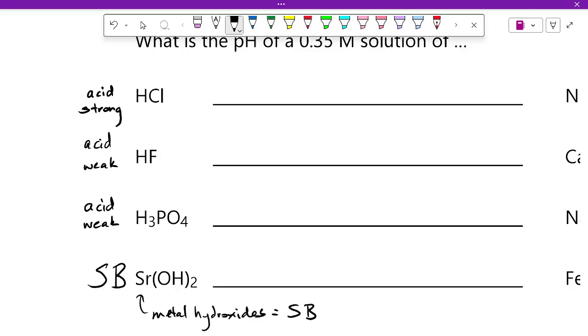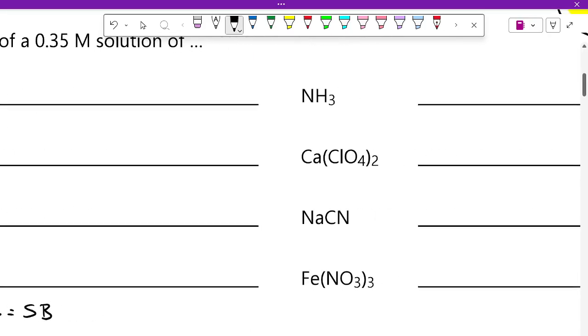Then we come over to NH3. What is NH3? It's a weak base. And then we have calcium chlorate. That is a salt. NaCN is a salt. FeNO3 is a salt. If you have a salt, what should you be doing with the ions? You should be separating them and seeing if they hydrolyze.